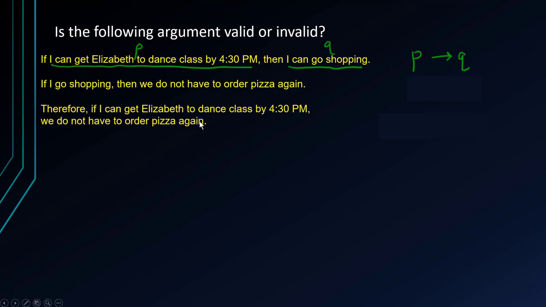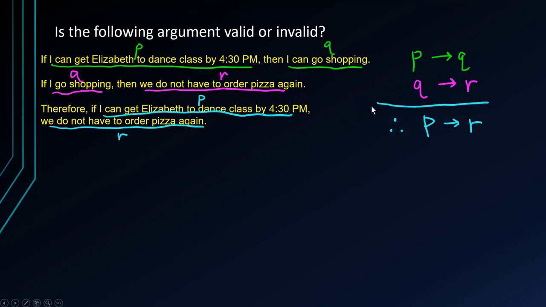So, letting P be getting Elizabeth to dance class by 4:30 and Q be me going shopping, the first statement is if P, then Q. If I go shopping, then we don't have to order pizza. So going shopping again is Q, and R is another statement, so this is if Q, then R. Therefore, if I assume P, then R is going to happen as a result.